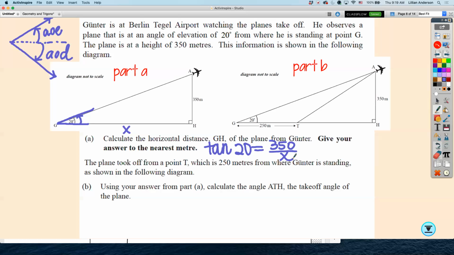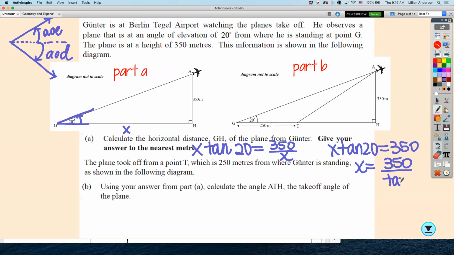How do I solve for x? You divide 350 over tangent of 20. I would divide 350 by the tangent of 20. You multiply both sides by x to get x out of the denominator. And then I would divide both sides by the tangent of 20.